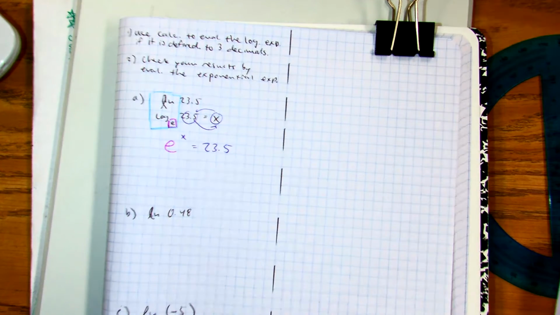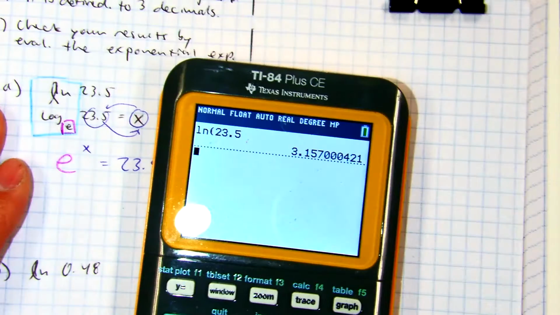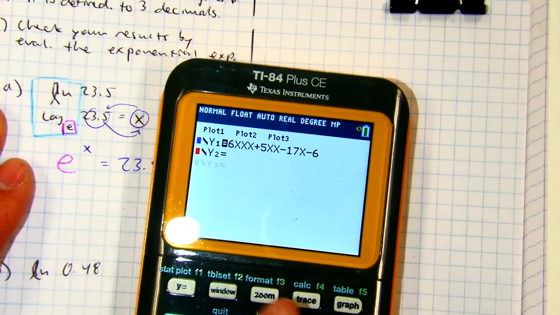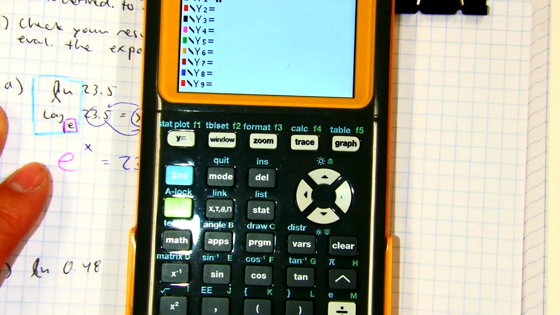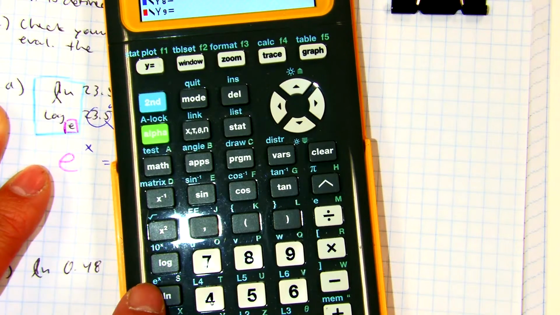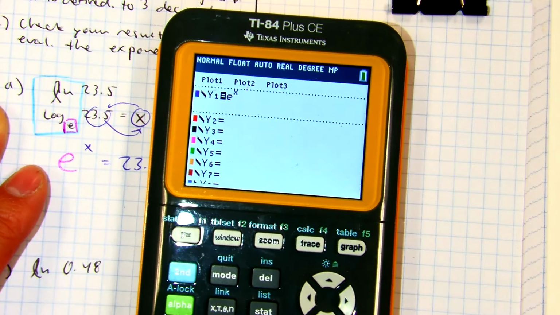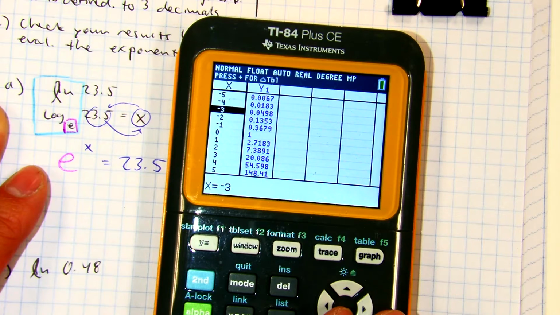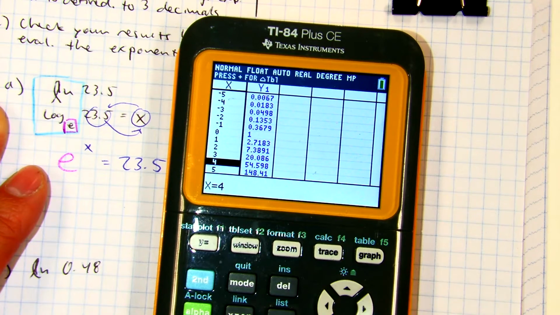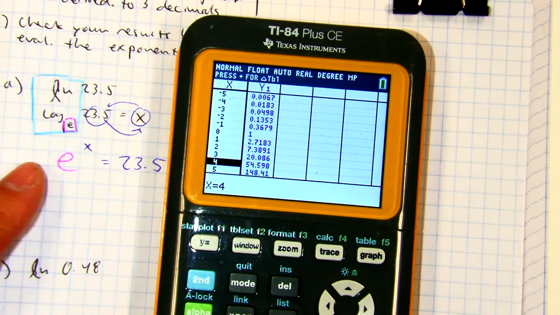We would essentially have to sit there and guess numbers to the e power to get 23.5. Now that'd be kind of painful. So I can put it in here, y equals e to the x, and then hopefully my table is counting by ones, and I'm looking for a number close to 23.5. So I know my answer is going to be between 3 and 4. Do you guys see that? But there's got to be a faster way than that, right?